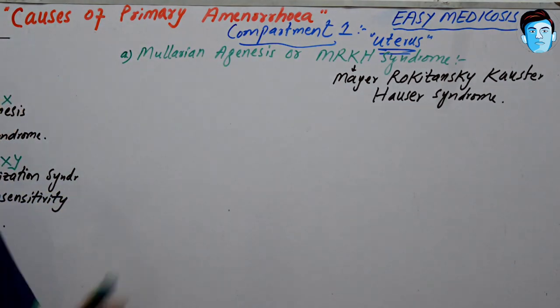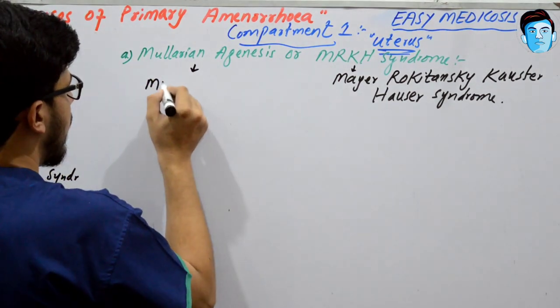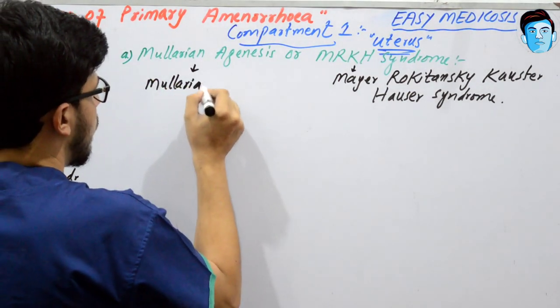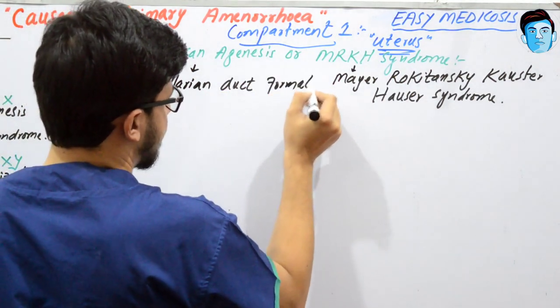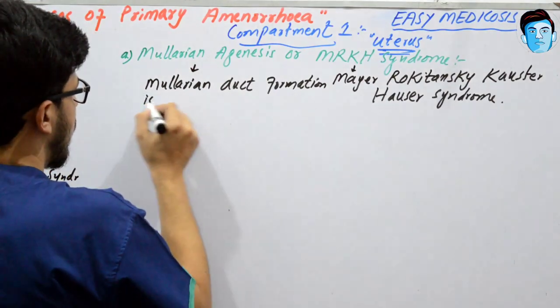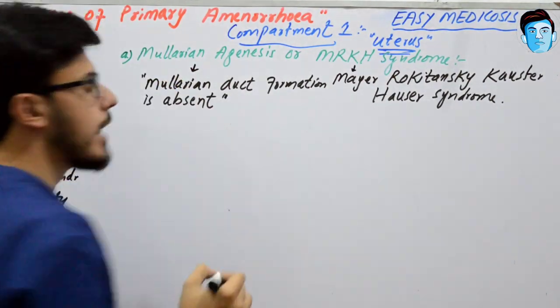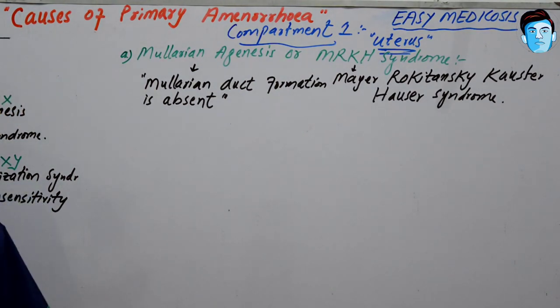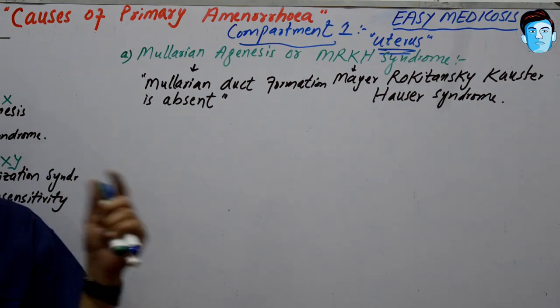So in Mullerian agenesis, there is absence of formation of the Mullerian duct. It means the Mullerian duct will be absent. As a result of this, the vagina and uterus are underdeveloped or absent, although the female has normal external genitalia in this case.